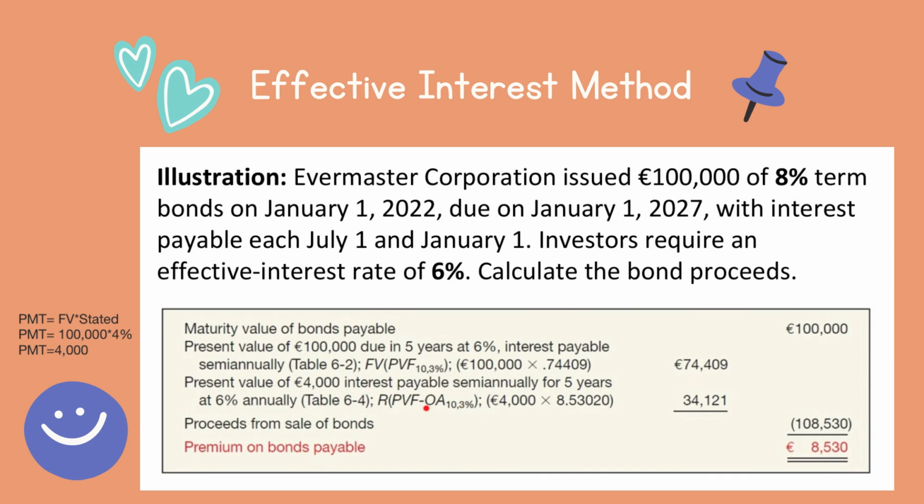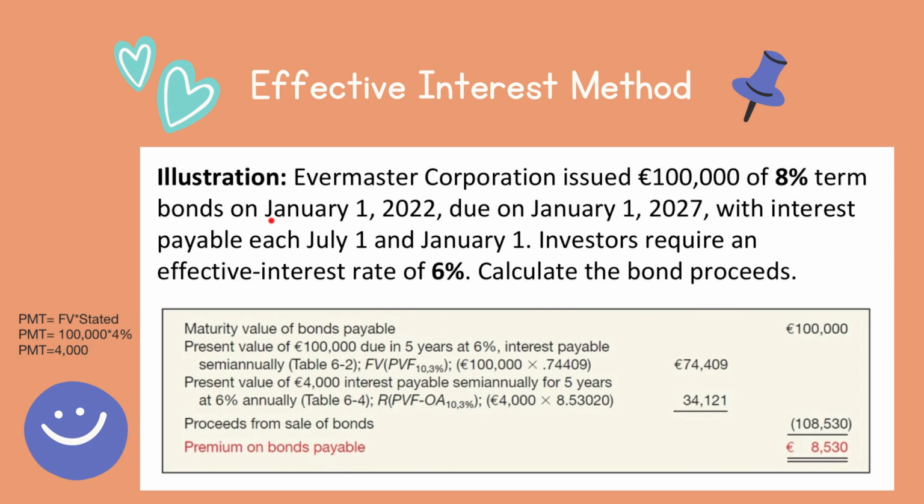Now what's the difference between ordinary annuity and annuity due? Okay, so for annuity, you're going to have two tables for present value of annuity. You have something called ordinary annuity, and the second one is annuity due. What's the difference between the two? The difference is, ordinary annuity means the payment will be at the end of the period.